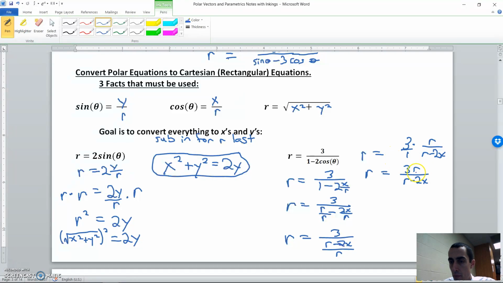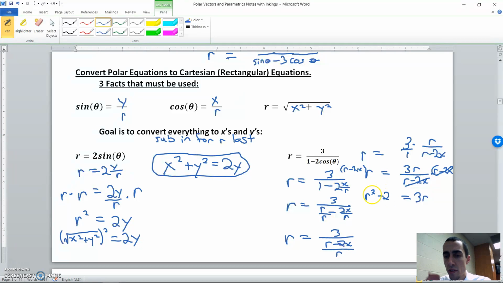Now it's still a little messy, but here's where we can go from here. We've still got a bunch of r's in this situation. I don't want to substitute square roots of x squared plus y squared in here yet. I'd like to combine the r's in some way if possible. So here's what we'll do. I'm going to undo this dividing by multiplying by r minus 2x on both sides. When I do that, these cancel out, and I'm left with 3r on the right.